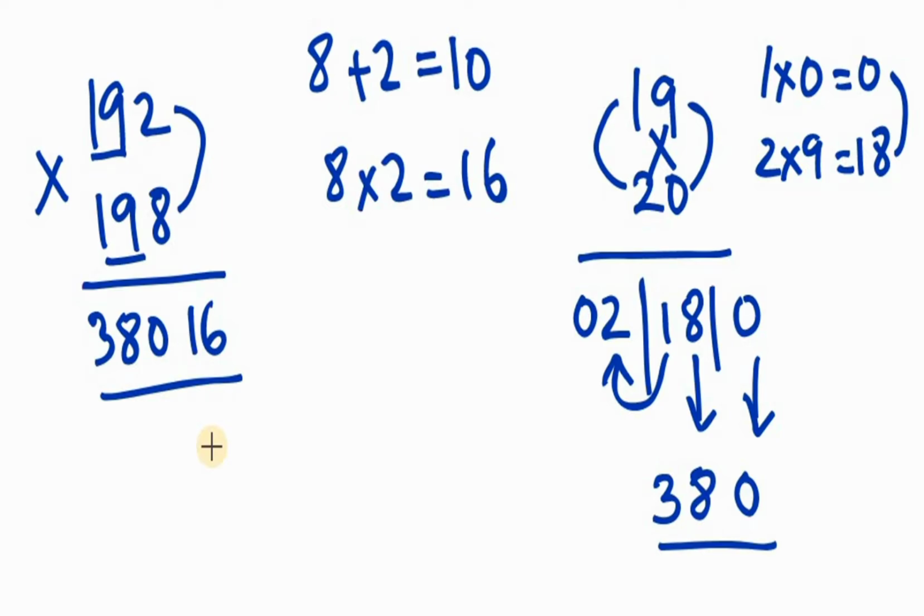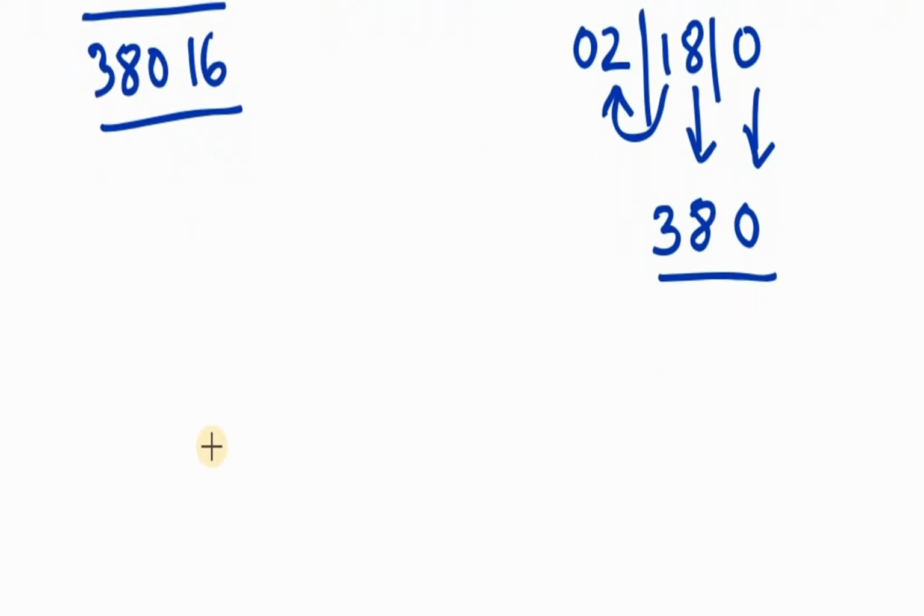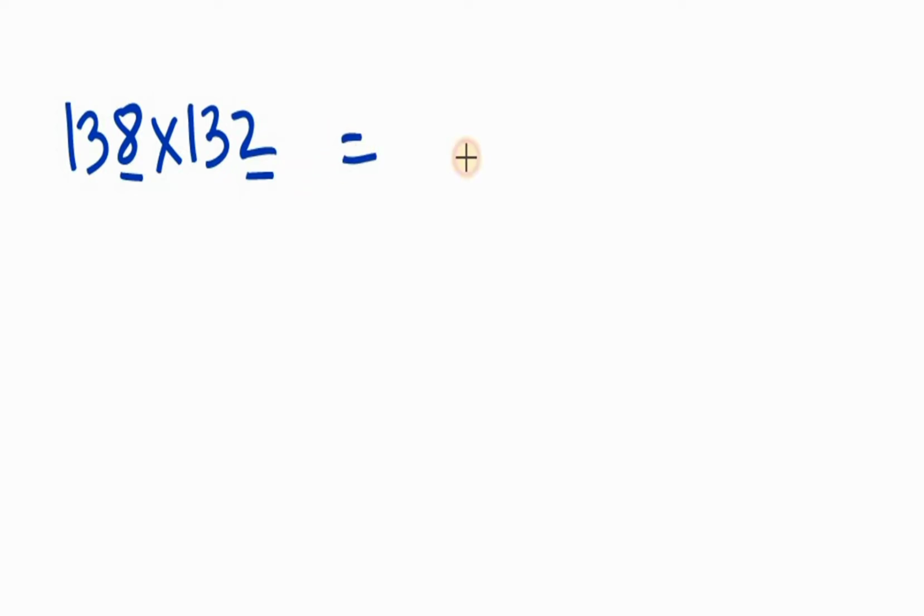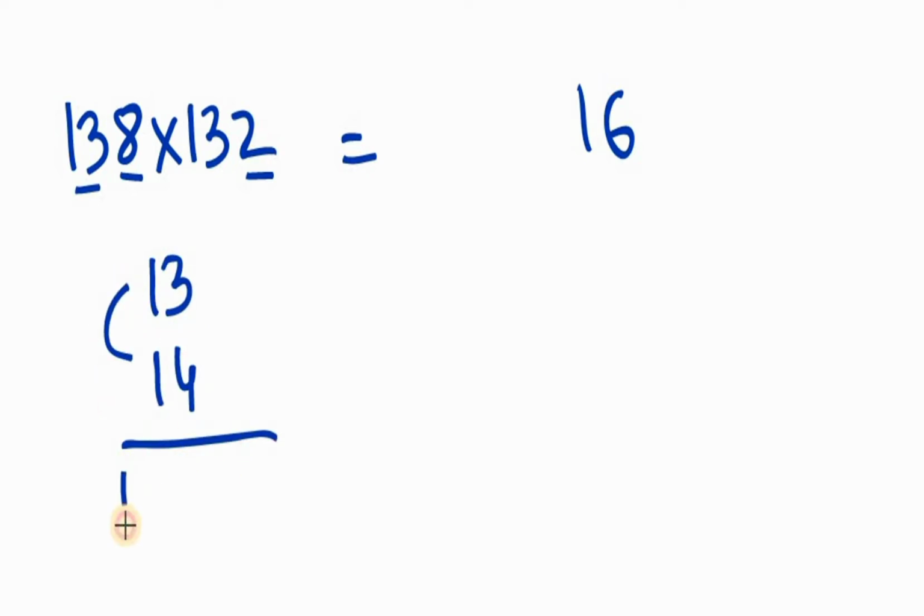Okay, so let us solve some other problems. So like 138 into 132. So let us check the last two digits, 8 and 2. Again 8 plus 2 is 10. So 8 2s are 16. Very good. So 13 and 13 both are same. So multiply 13 with the next number, that is 14. So 1 1s are 1. And next 1 4s are 4, 1 3s are 3.